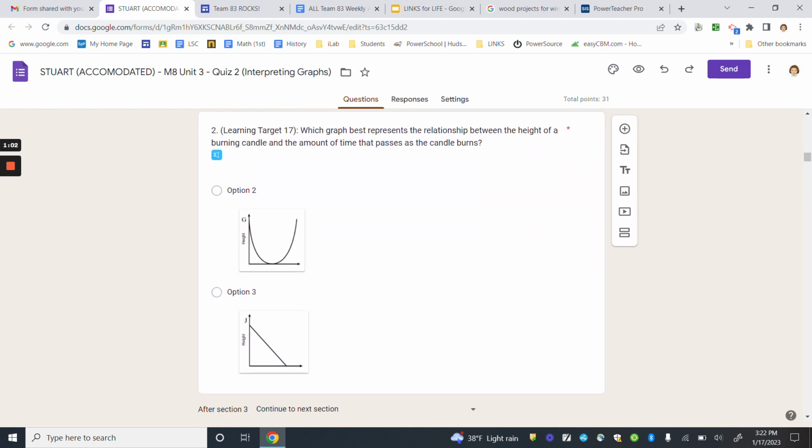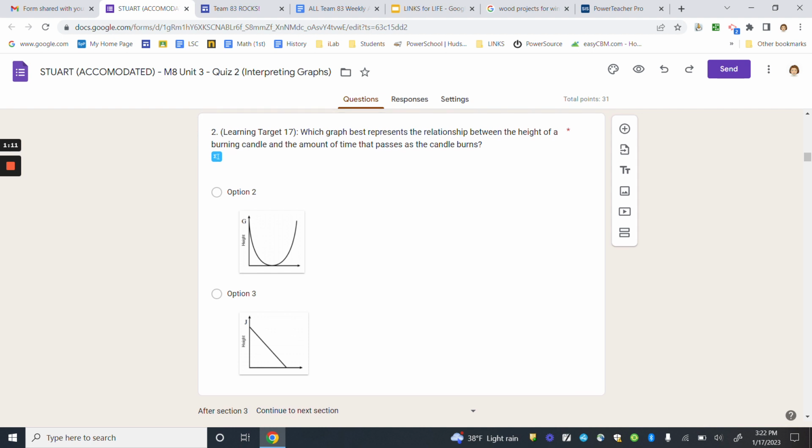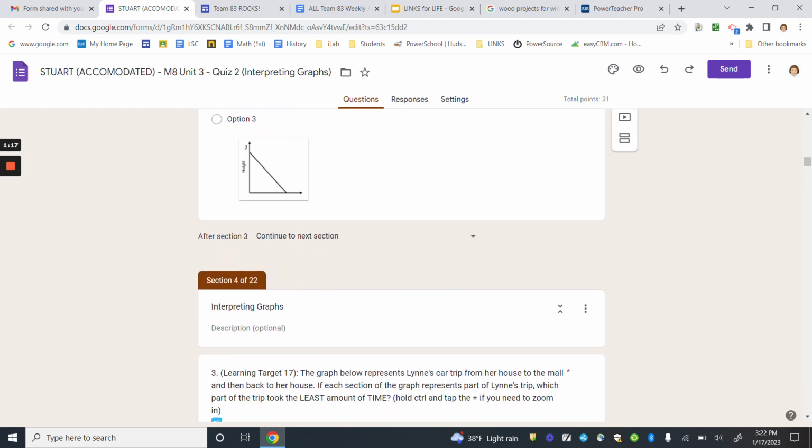Number 2, which graph best represents the relationship between the height of a burning candle and the amount of time that passes as the candle burns? Again, look at your labels. Option 2 or option 3?